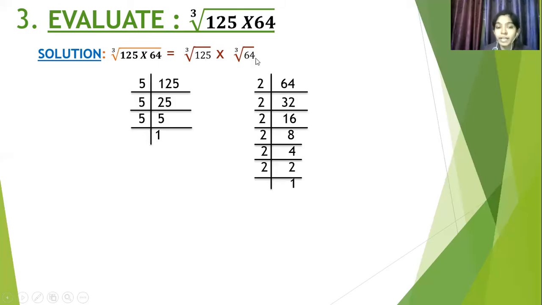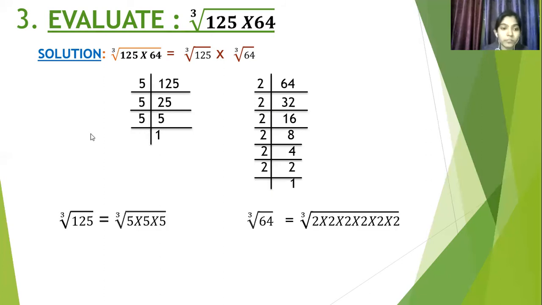Now again, we can express these prime factors. This is the symbol of cube root of 125. We can write it as 5 into 5 into 5. And for 64, we can write 2 into 2 into 2 into 2 into 2 into 2. Now again, we will make the triplet. See, 5 5 5, one group is there. Again, in this, we will take triplets. 3 2s make a triplet. Again, this is a triplet.